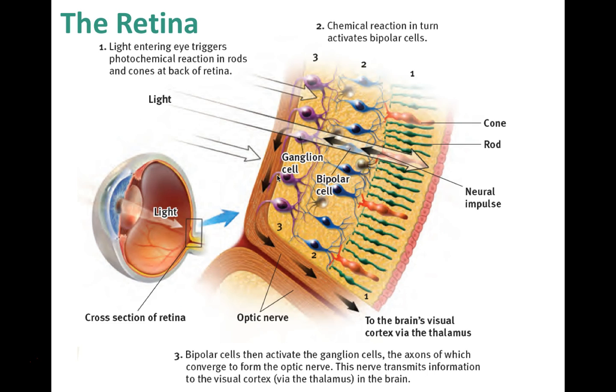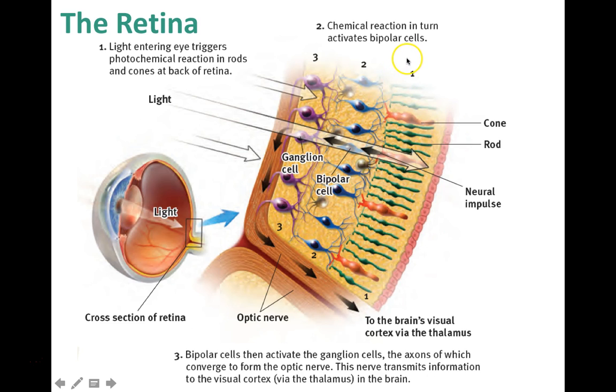Okay, so the retina. So now we're looking at a piece of the retina, right here. And so let's take it step by step. The light entering the retina triggers photochemical reactions in rods and cones in the back of the retina. So we have this single cell of rods and cones, named because that's what they're shaped like. The rods look like rods, the cones kind of look like ice cream cones or something like that. You can see it bulges out.